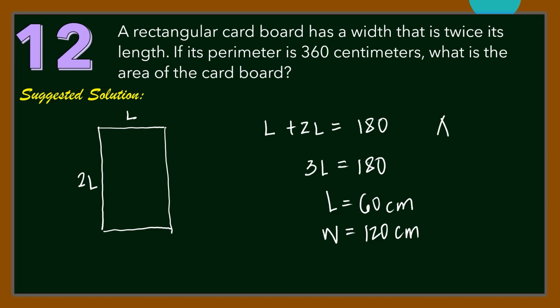Therefore, the area of the rectangular cardboard is equal to 60 times 120, and that is equal to 7,200 square centimeters.